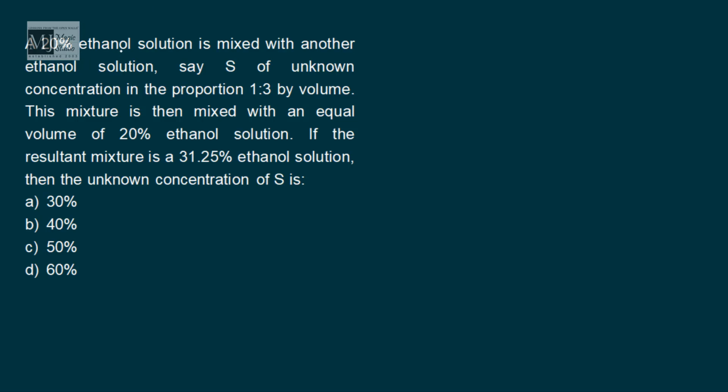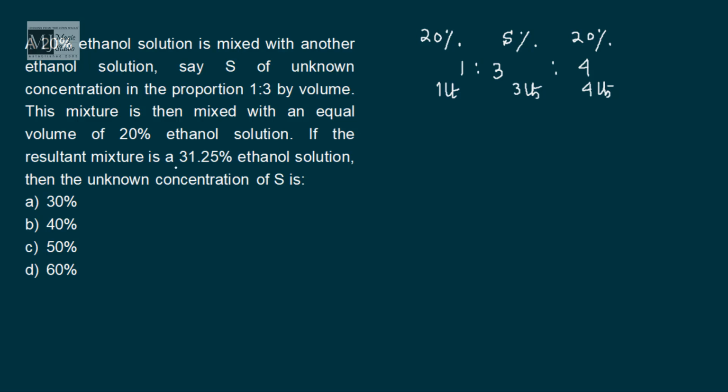A 20% ethanol solution is mixed with another ethanol solution, say S, of unknown concentration, in the proportion 1:3 by volume. This mixture is then mixed with an equal volume of 20% ethanol solution. So now we have one more 20% ethanol solution, of equal volume. So let me take this as 1 liter, this as 3 liters, and then this as 4 liters. So this would be in the ratio 1:3:4.